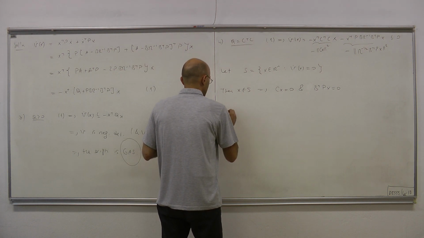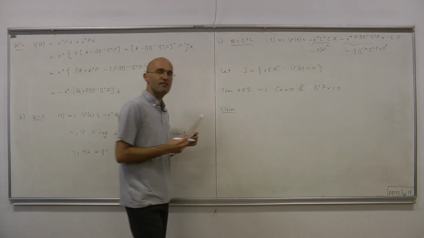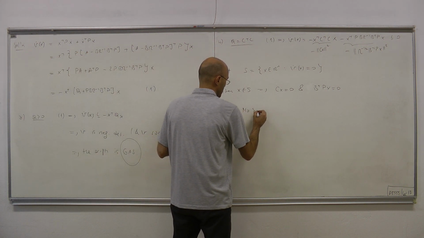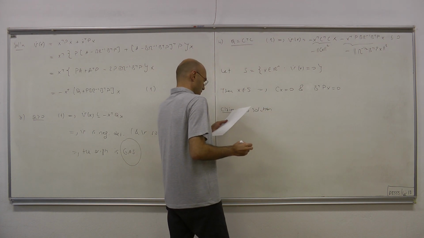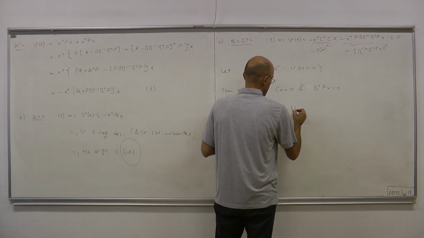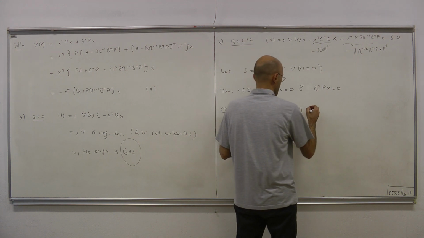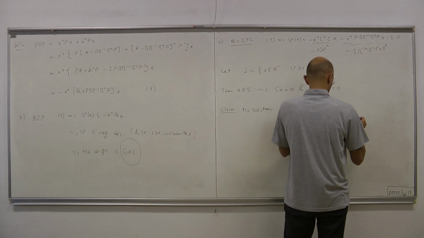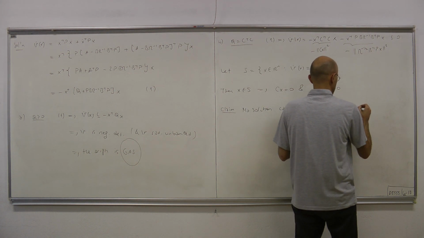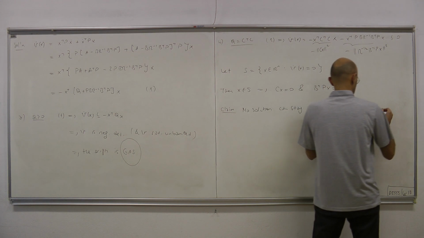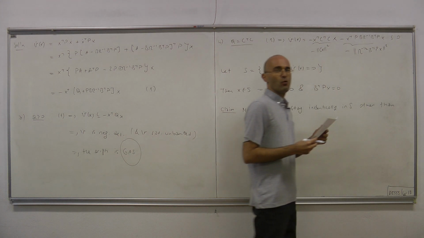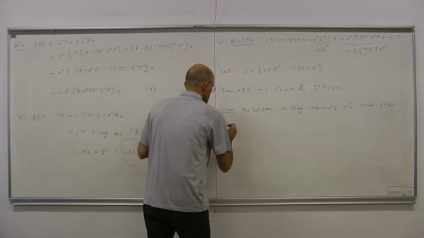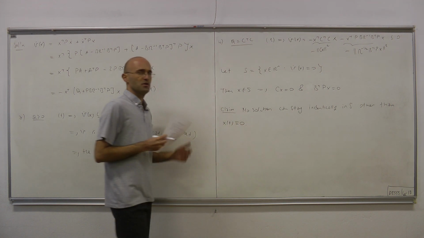Okay, now here is the claim which will take us eventually to asymptotic stability. The claim is this: no solution can stay identically in S except the one that sits on the equilibrium point. Then x of t identically equals 0.